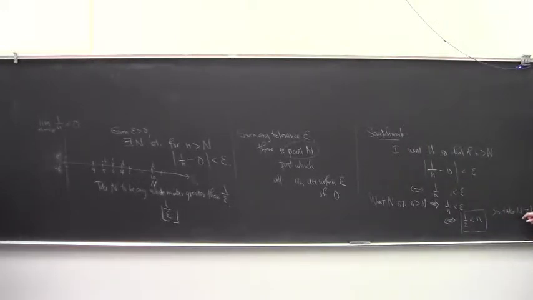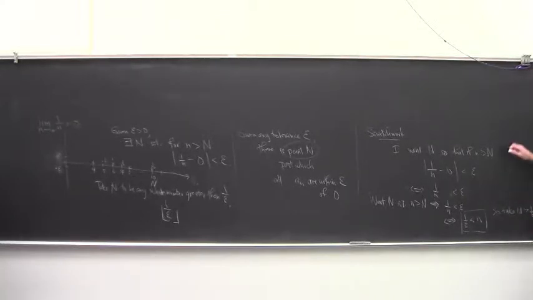Right? Because then if little n is bigger than that, that means that 1 over little n is smaller than 1 over epsilon. Right? Yeah, Stefan. No, never mind. I figured it out. Thank you.